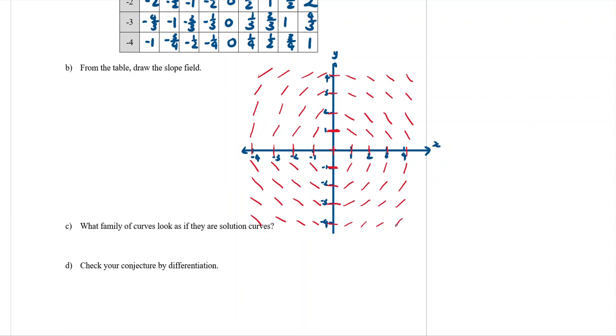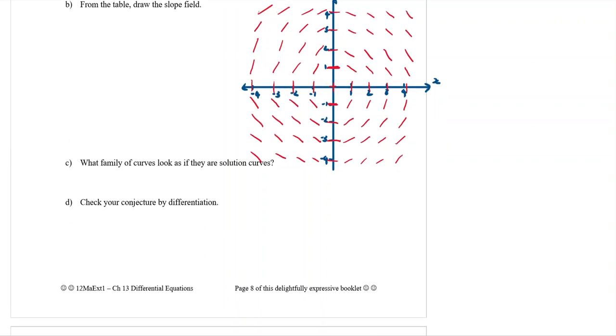Okay, all right. So once we've got our slope field drawn, as Isaac said, you can see that's kind of making a circular pattern in there. So part C says, what family of curves look as if they are the solutions to this differential equation? It's circles. You can see that you've got it flat at the top, flat at the bottom, and it's curving around the sides as you come out from the origin. And I guess that also says the center of that circle would be at the origin.